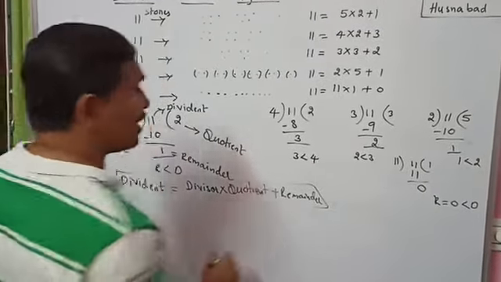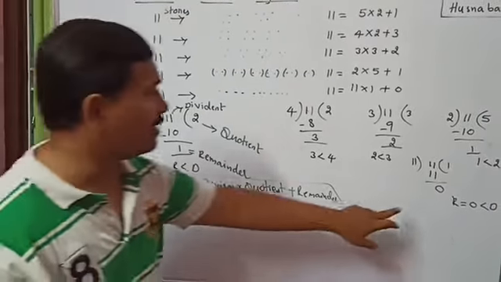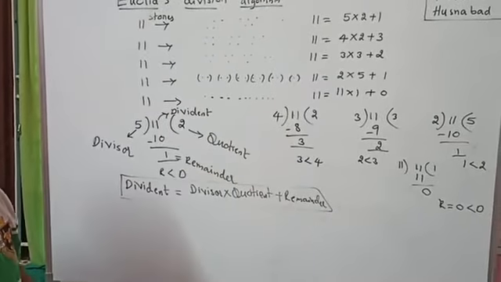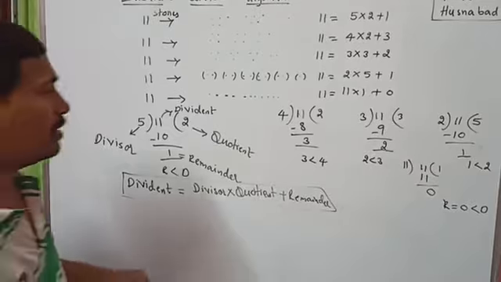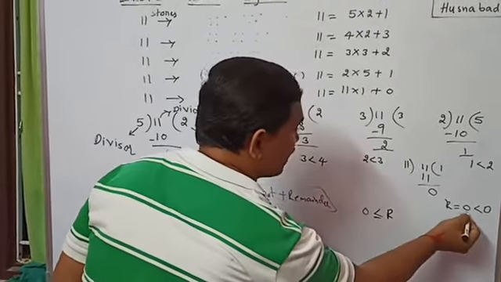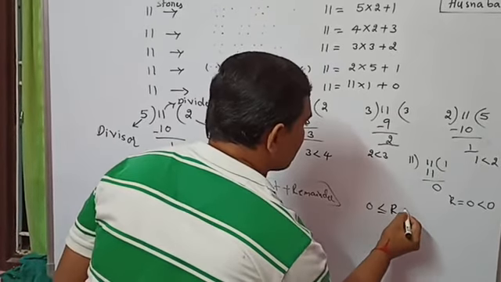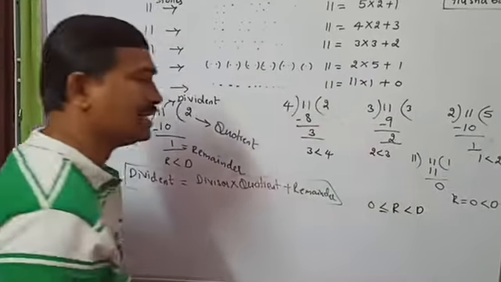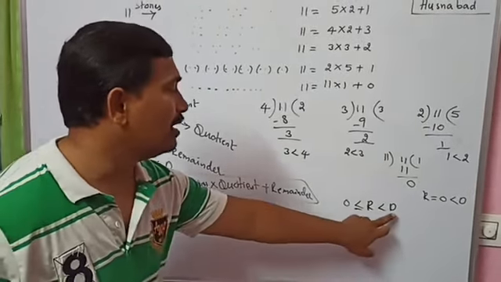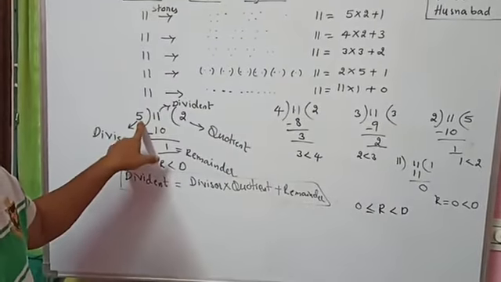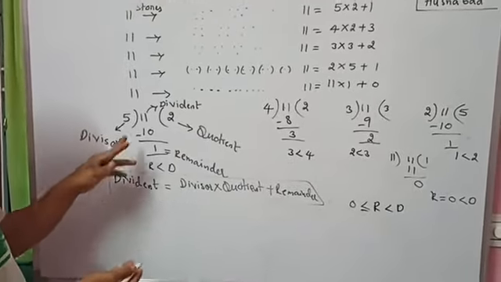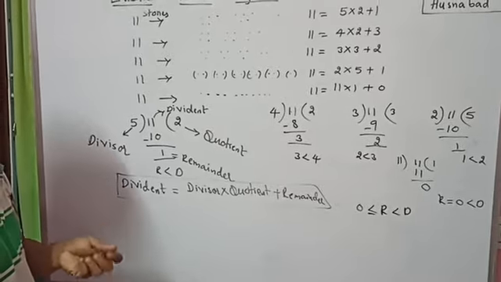Here we can write the values of the remainder. Remainder values are 0, 1, 2, 3, 4, and so on. So the remainder satisfies 0 less than or equal to r less than d, where d means the divisor. So the remainder may be 0 or less than the divisor. Okay?